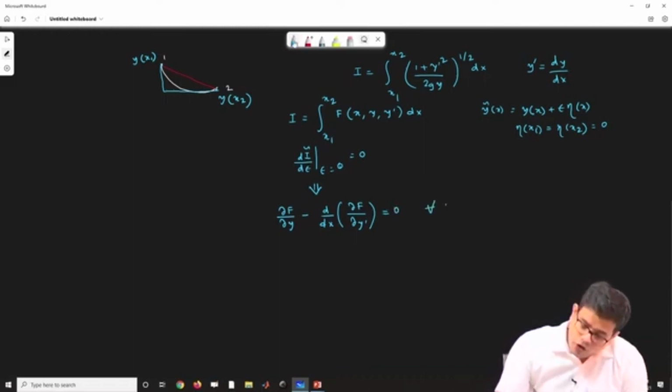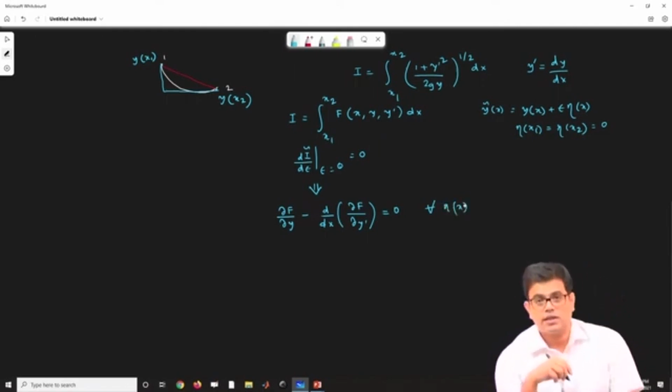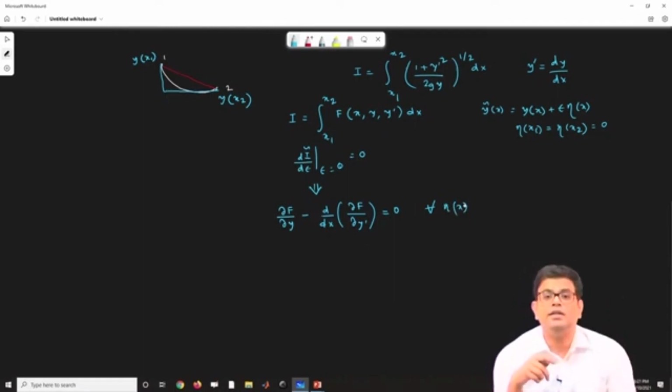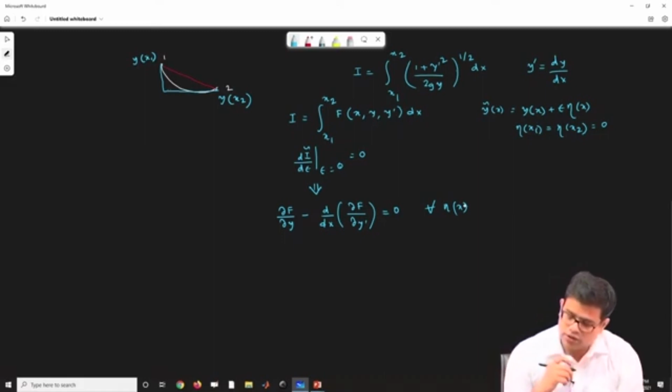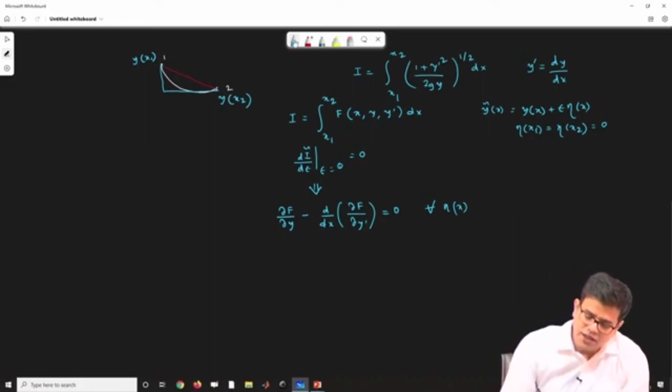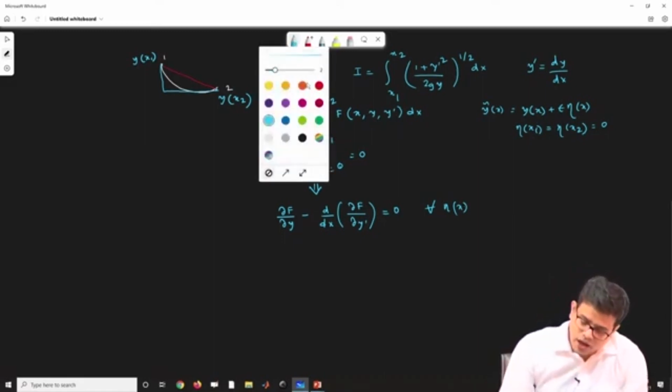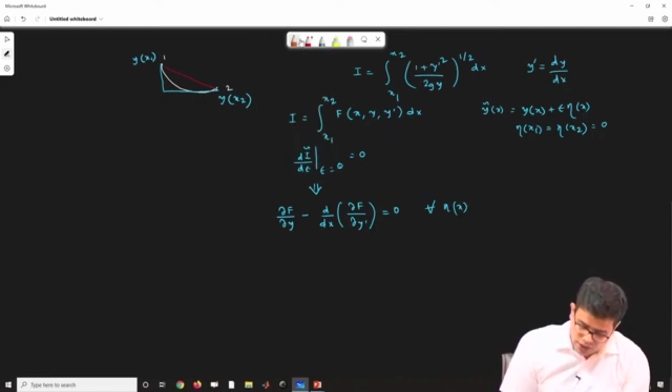Now, for all eta x means it is admissible eta x. So eta x cannot be arbitrary, because again I am reiterating this, eta x has to satisfy the boundary conditions. Now let us see some other problem, specifically what happens in our structural engineering problem. So let us see some problem which is related to structural engineering.